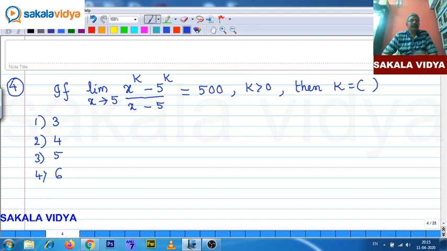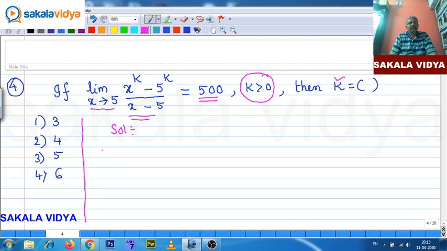Right. So, now limit x tends to 5, x to the power of k minus 5 to the power of k by x minus 5 equals 500. When k greater than 0, you need to find out the value of k. So first let us write this limit x tends to 5, x to the power of k minus 5 to the power of k by x minus 5 equals 500.